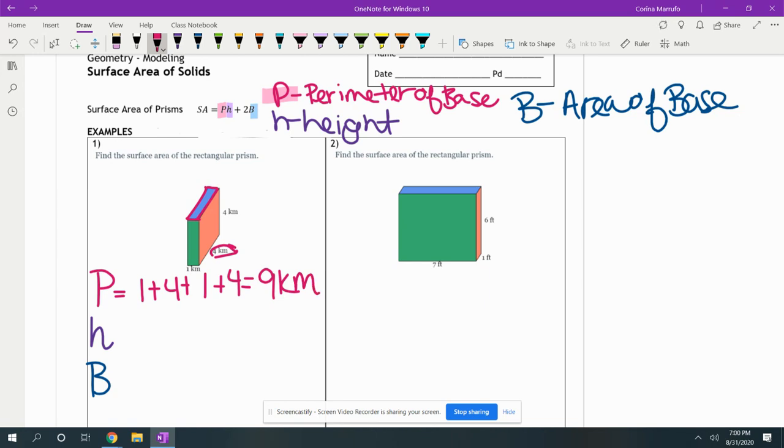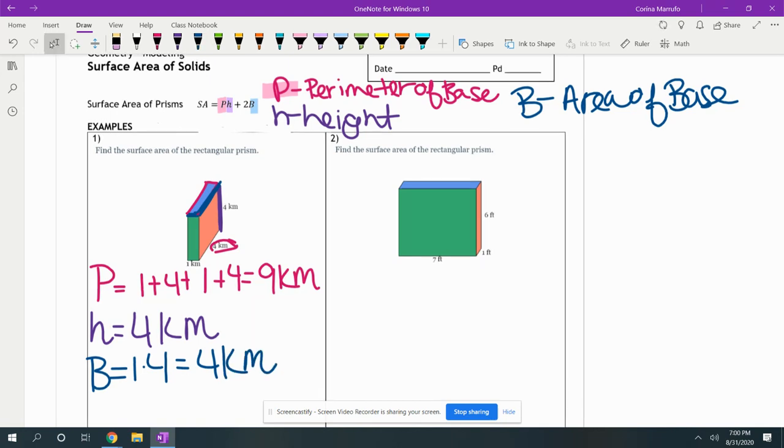Okay, next is the height. So how tall is our prism? Looking at this, this is our height, and that would give us 4 kilometers. And then last is big B, the area of the base. In this case, our base is in the shape of a rectangle, so to find the area of the base, we're going to do base times height. The base and the height would be these two. So that would be 1 times 4, which gives us 4 kilometers.